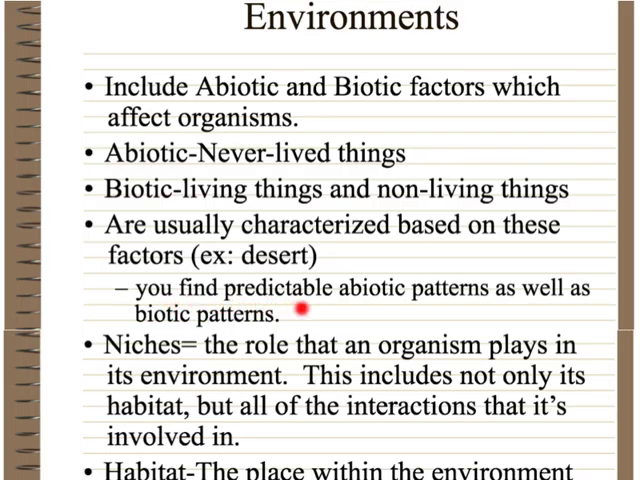In other words, you're going to find these predictable patterns of living and non-living and never-lived things in environments. So, for example, if I said desert to you, you get a very distinct picture in your mind of what a desert looks like. Now, there are several different types of deserts. Some of you are thinking about the kind that have cactuses and tumbleweeds. Others of you might be thinking about a sandy desert like the Sahara. But the point is, you've got a predictable pattern of weather in a desert. You've got predictable kinds of organisms. You've got a predictable type of soil in a desert environment, right? And that's what we're talking about.